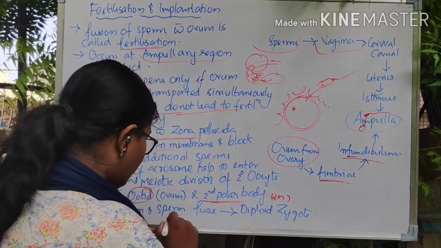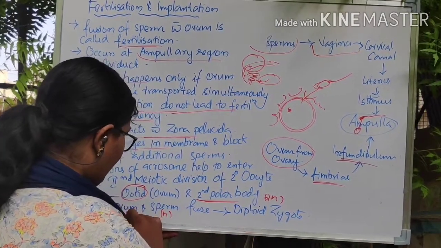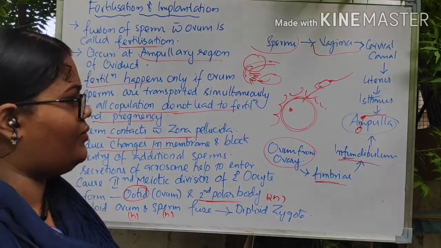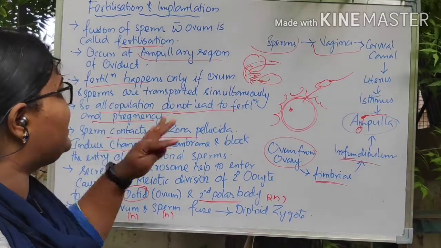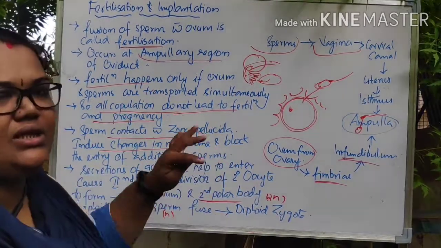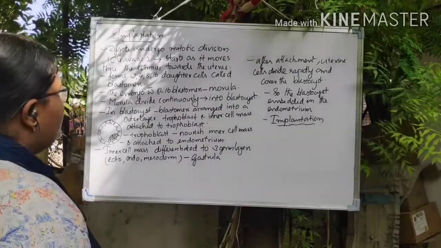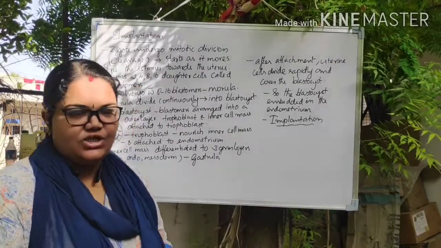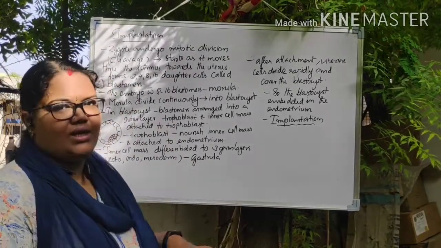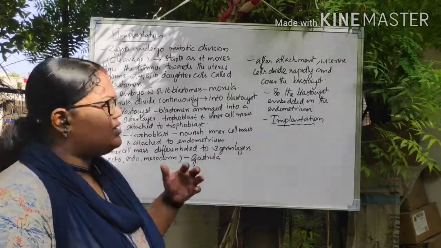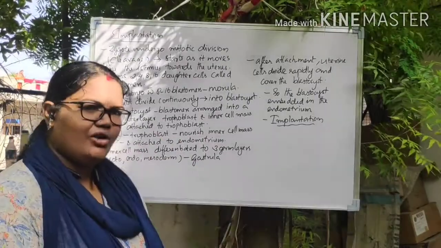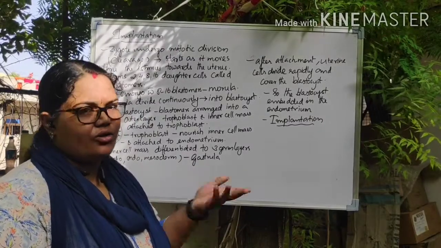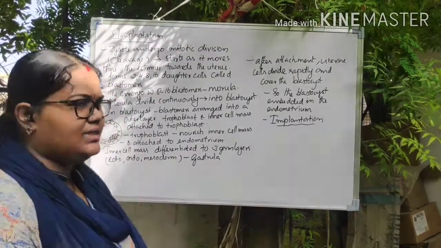The sperm was haploid and the ovum also haploid. Now it will form the diploid zygote, right. I hope the idea is clear, the fertilization and how it takes place. So we have finished the fertilization, right. Now that the zygote is formed, it has to be implanted in the endometrial lining of the uterus. Then only it can grow further, right. So that we are going to discuss now.